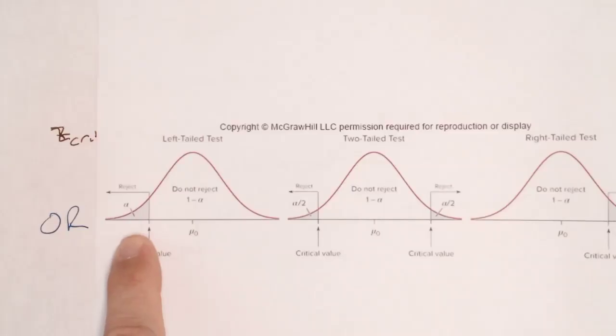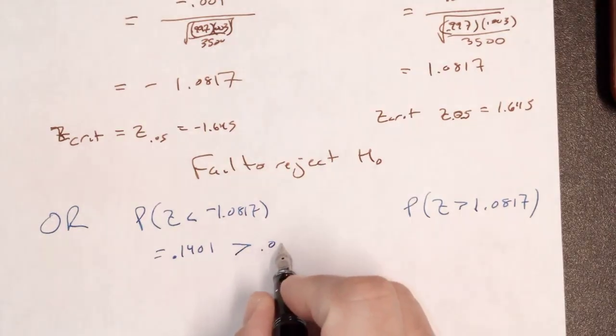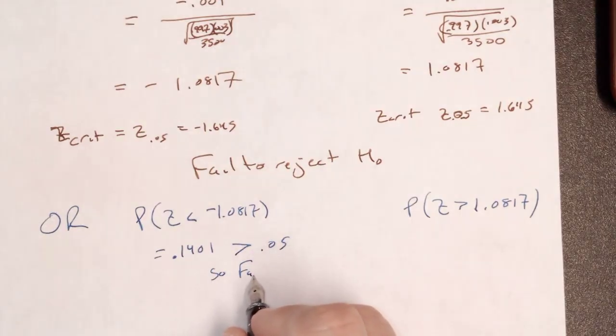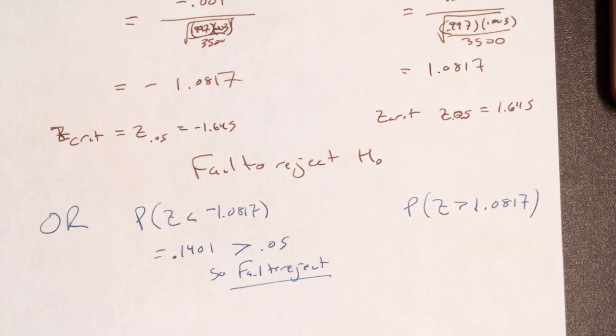I reject if the area I get is smaller than my significance. My significance was 5%. Did we get a number smaller than 5%? I got 14%. Oh, that's not smaller. No rejection. Which is the same result we got with the critical value. Good, I get the same result both times. If I up once, I don't want to up again.